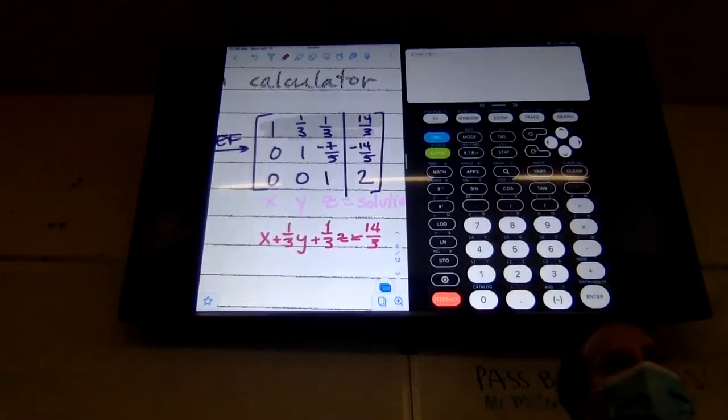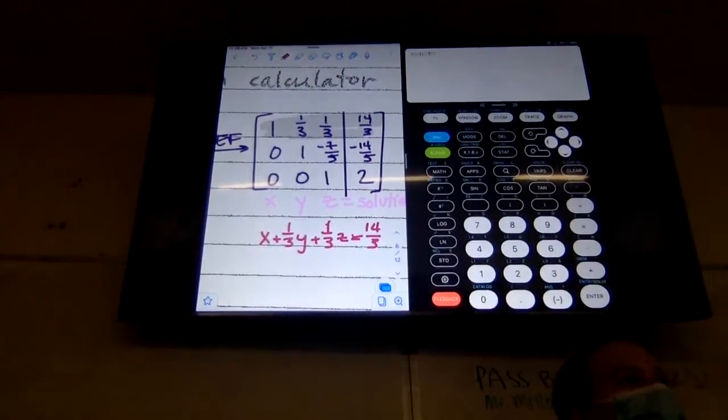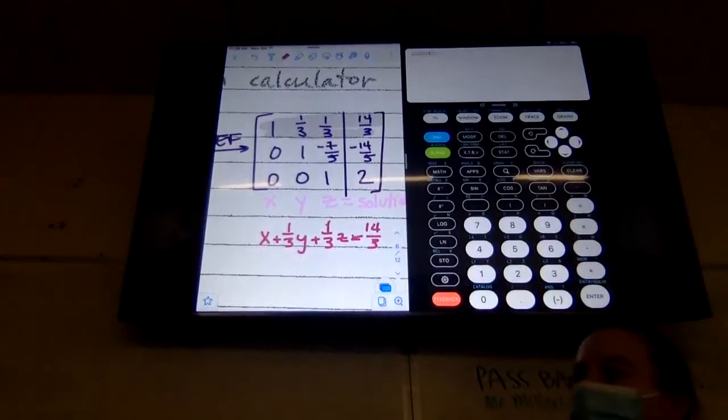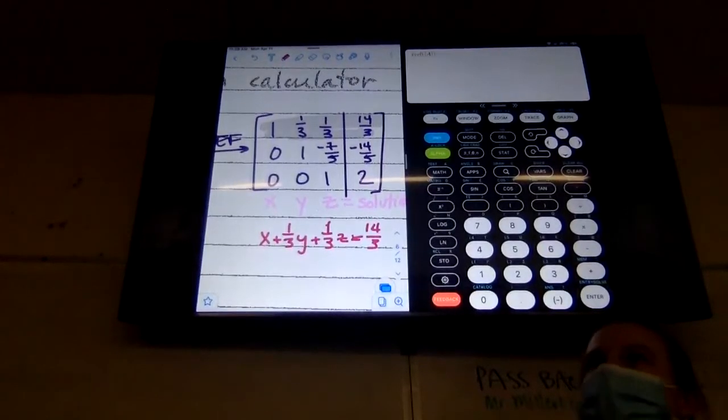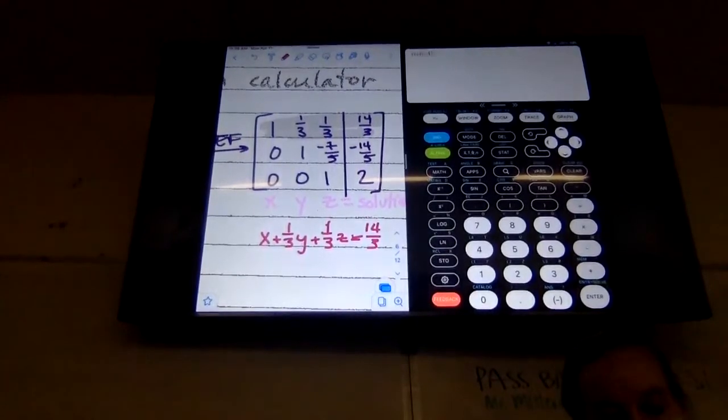Are you okay with that? So we're just taking the top row right now. That top row by itself is an equation: x plus 1/3 y plus 1/3 z equals 14/3. Are you okay with that? Sure. We're going out of matrix form into equation form, like we did earlier, and vice versa now.